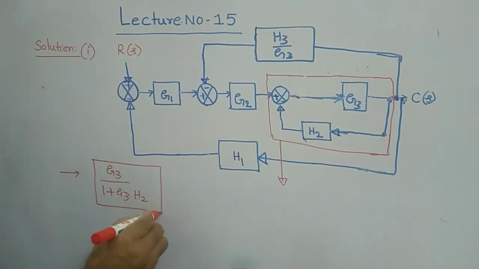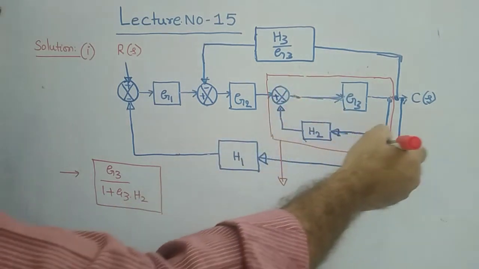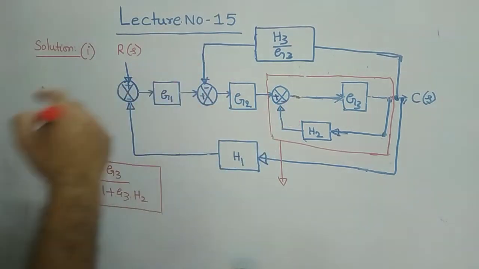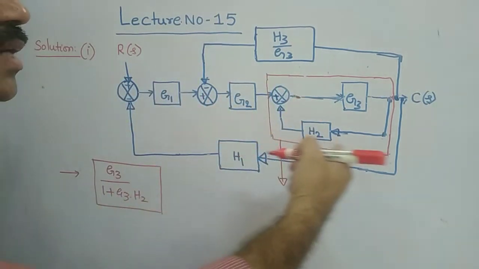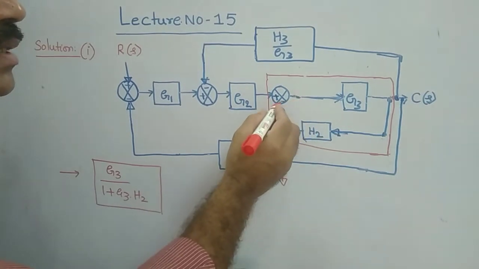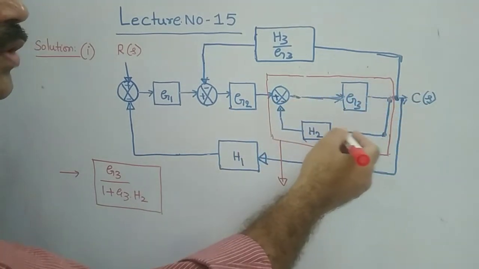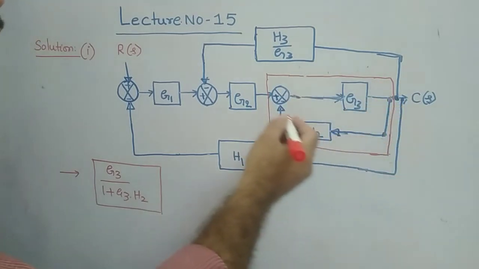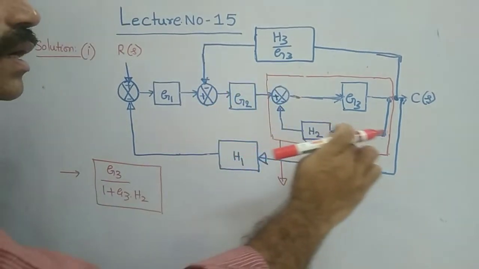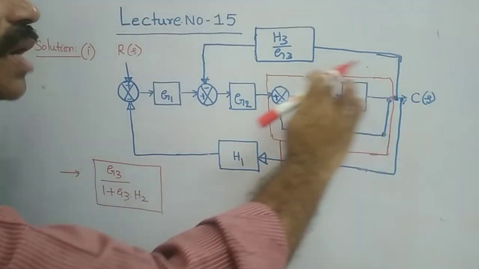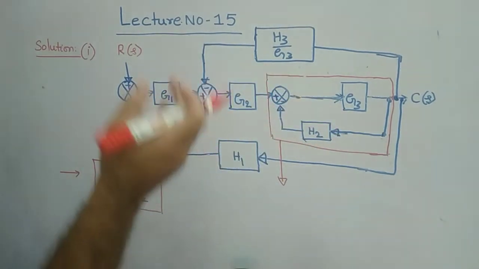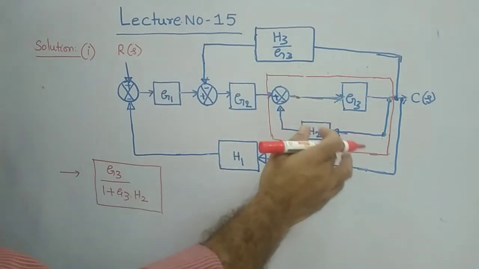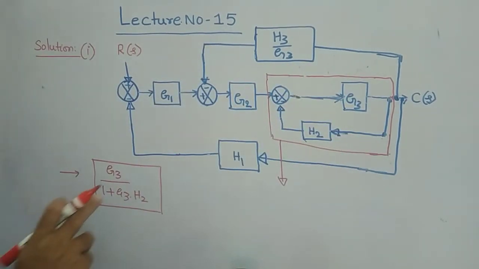If you simplify this entire loop with the help of the rule, that is, eliminating the negative feedback loop. The rule is nothing but elimination of the negative feedback, because the negative sign is there. That is called a closed loop control system with negative feedback, which shall be eliminated. If you eliminate that, what is the resultant? Gain by 1 plus gain into feedback element. That is G3 by 1 plus G3 into H2.